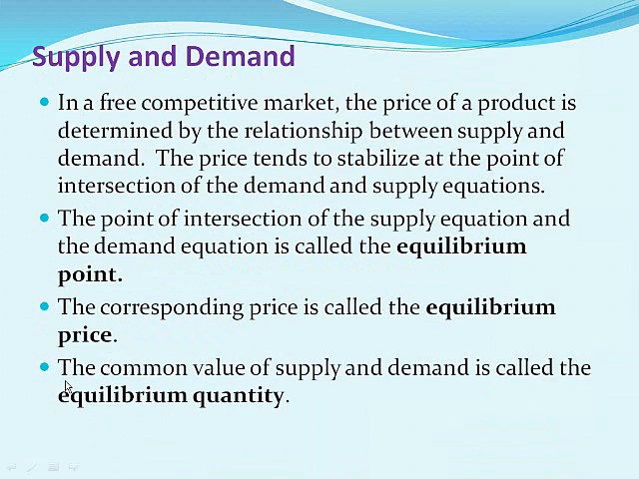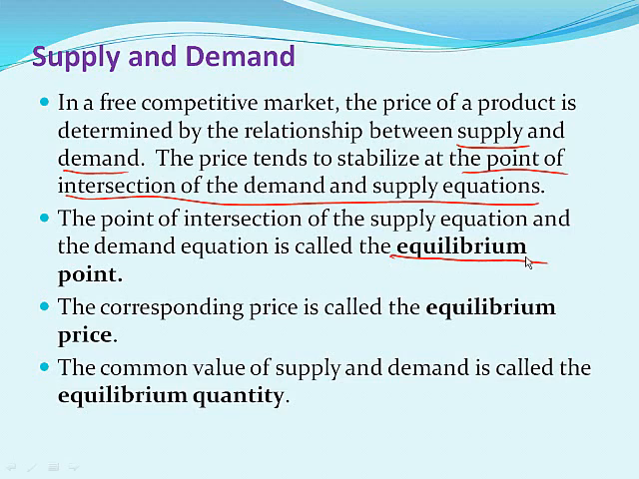Supply and demand. In a free competitive market, the price of a product is determined by the relationship between supply and demand. The price tends to stabilize at the point of intersection of the demand and the supply equations. The point of intersection of the supply equation and the demand equation is called the equilibrium point. The corresponding price is called the equilibrium price. The common value of supply and demand is called the equilibrium quantity.